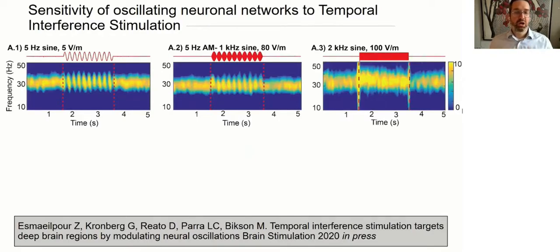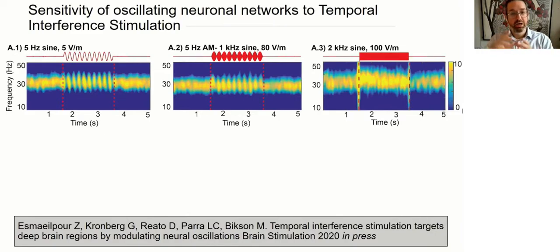We went back to our hippocampal brain slice model, these gamma oscillations. So you're seeing here a spectrogram in the brain slice. These oscillations are about 30 hertz, and you can see it's a rather steady power until we turn on stimulation. Now, as we've known for a long time, if you apply low frequency stimulation, like 5 hertz, you don't need a lot of intensity to produce a lot of modulation. So that's what you're seeing there in panel A1, low frequency, low intensity, lots of modulation.